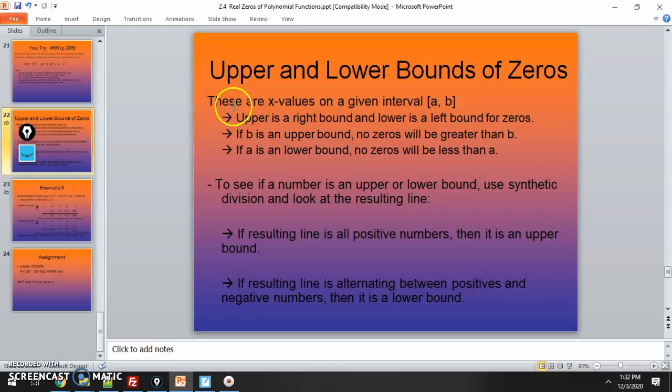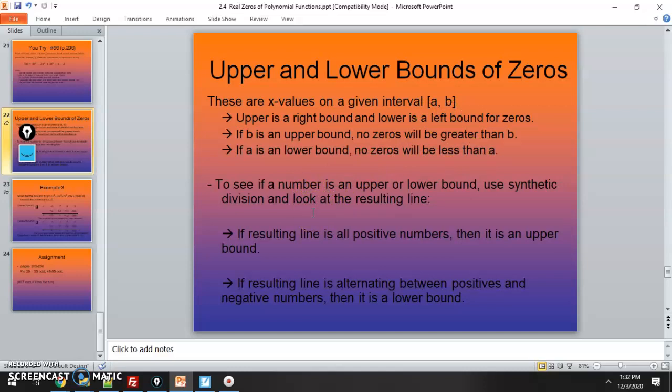Okay, so we can figure out the upper and lower bounds of zeros on a given interval a to b. a is the smaller value, b is the larger, and these are x value boundaries for the zeros. When you hear upper and lower, you think high and low, but upper is actually right and lower is actually left when we're talking about the bounds for zeros. If we have an upper bound, that means there will be no zero greater than the value b. If we have a lower bound, there will be no zero less than the value a, if we're on the interval a to b.